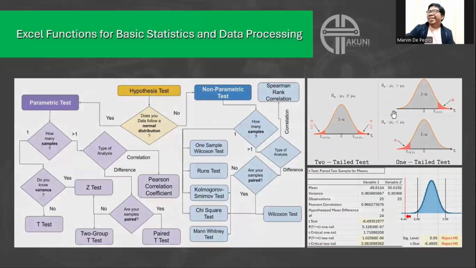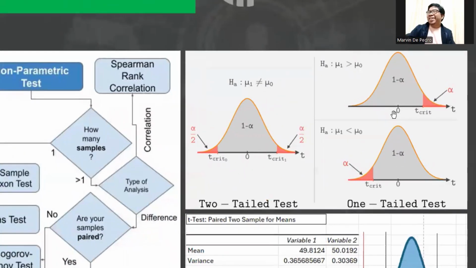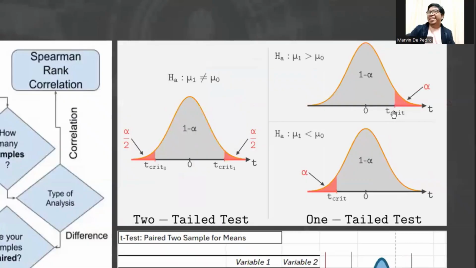Okay, there's one more thing before we end this part. I mentioned hypothesis. We actually have two types of hypothesis, the null and the alternative hypothesis. I have to make it short. When we do hypothesis testing, we have to make it clear and check whether we are doing a two-tailed test or a one-tailed test.